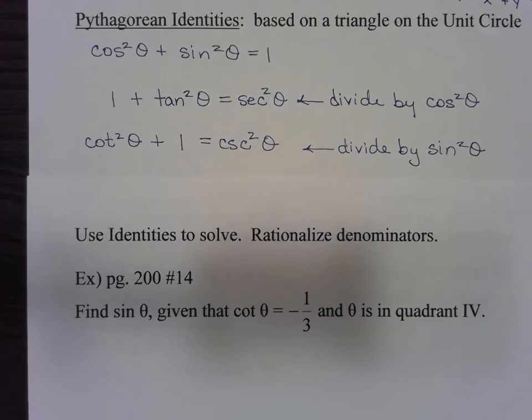So it's from your book. It says use identities to solve, rationalize the denominators. It says find the sine of theta given that the cotangent of theta is -1/3 and theta is in quadrant 4.